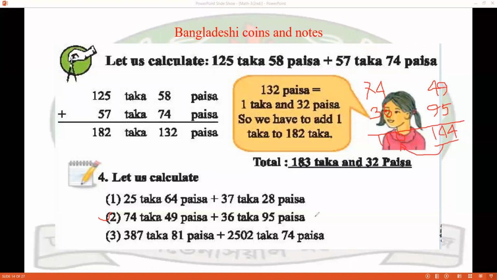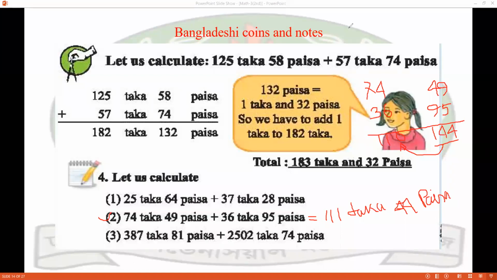So here we write 111 taka and remain 44 paisa. By this way we can solve it.